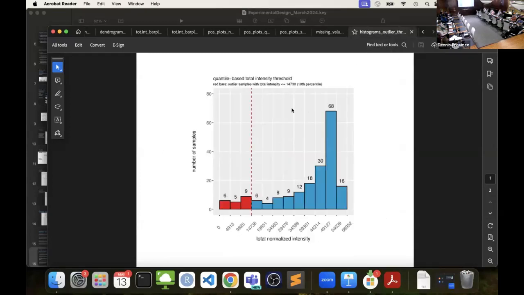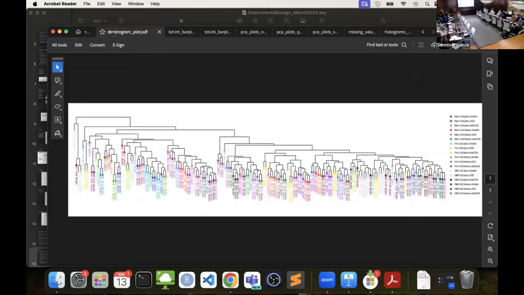So if you look at just the overall intensities, we've got these samples down here, they're just causing problems. Those are going to be separated out and taken out of the overall analysis. And you can see it again with the dendrogram plot.